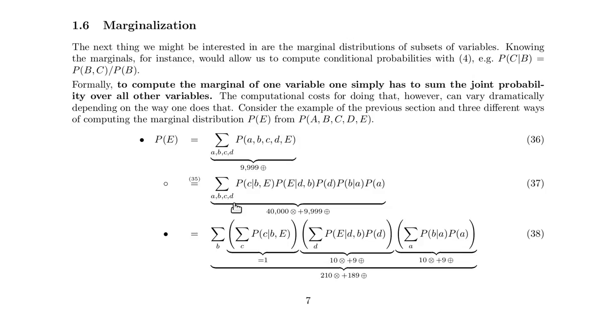For instance, we can move the sum over C just to this term, because nothing else depends on C. So we have this term here. We can move the sum over D to these two terms, which depend on D. All the other terms do not depend on D, and the sum over A to this term here. In addition, we can use the normalization condition, because if we sum over C, and we don't have partial evidence for C, so really all values are possible, then this sum equals 1. So we get rid of this term altogether.